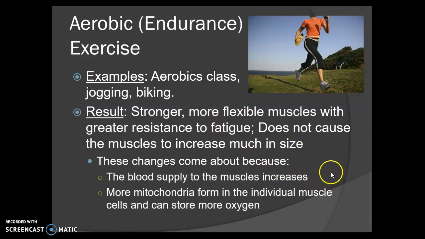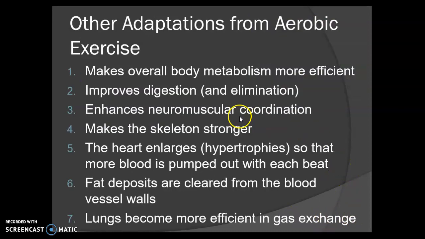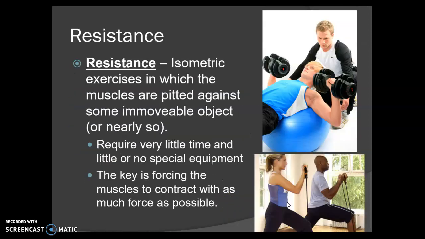A lot of different types of exercise that you can do. Endurance, aerobic exercise. This is like biking, running, jogging, that kind of thing. This is where you're going to use a lot of aerobic respiration to generate those ATPs. Other adaptations from aerobic exercise: your metabolism gets more efficient, your digestion is better, you start processing things better, your heart gets bigger and pumps more blood, fat deposits get out of your vessels, lungs become more efficient. So there's a lot of benefits to aerobic exercise. That's why a lot of people take up running and walking and things like that.